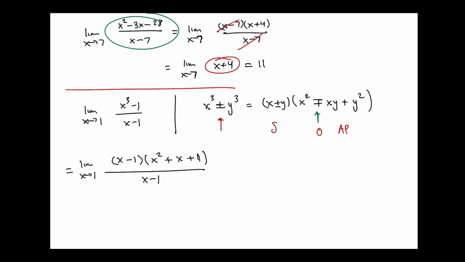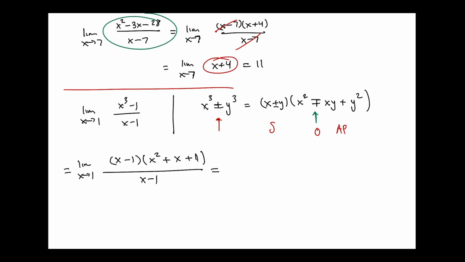Okay, you guys convinced? Yeah. Okay, so what fortunately happens here? Yeah, the x minus 1's cancel, and we're just taking the limit of x squared plus x plus 1, and that, what can we just do? Just plug it in, and what do we get in this case? 3. So that's all cool. Okay?